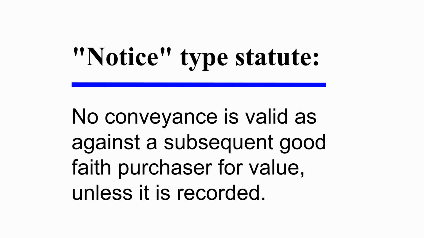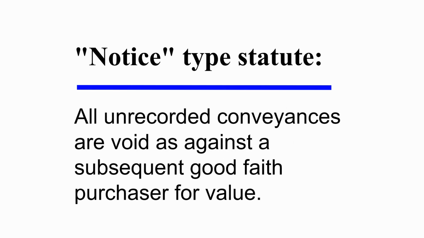Now, here's the typical wording for a notice type statute, somewhat simplified, I'll admit. It says, no conveyance is valid as against a subsequent good faith purchaser for value unless it's recorded. We can also invert the wording and change it a little bit, and it would look like this. All unrecorded conveyances are void as against a subsequent good faith purchaser for value. Now, if you look closely at the wording of this one and the previous slide, you'll see that they say essentially the same thing, only with an inversion of the wording.